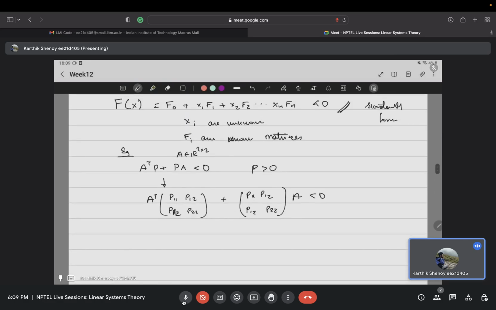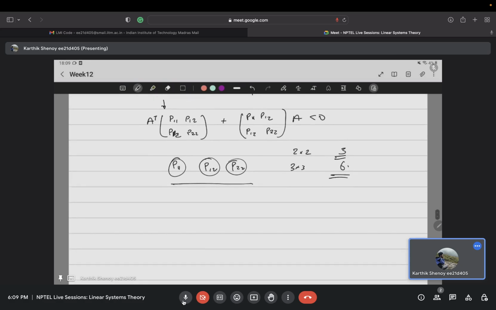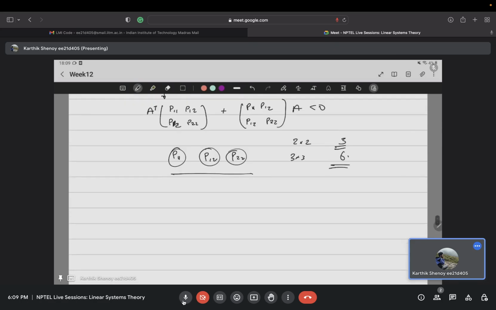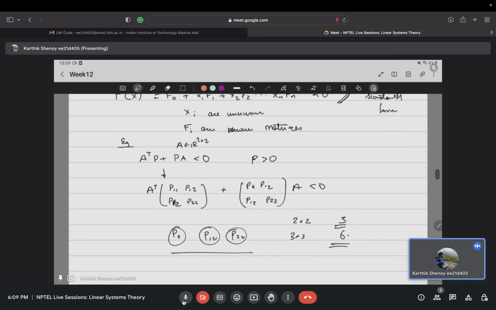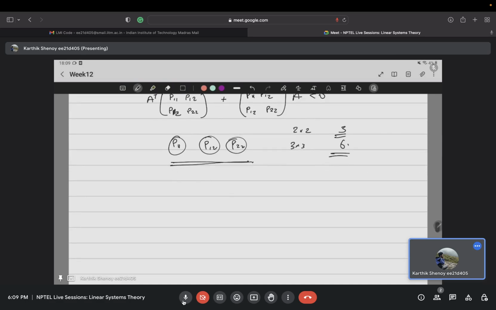So I can convert this into a linear matrix inequality where your x1 will be now P11, P12 and P22, okay, and solve for these three variables. So if you have a symmetric matrix, how many variables will you have? For a 2 cross 2 you have 3 variables, for 3 cross 3 you will have 6 variables to solve, okay. So that's how many variables you will have for a symmetric matrix when solving for an LMI.